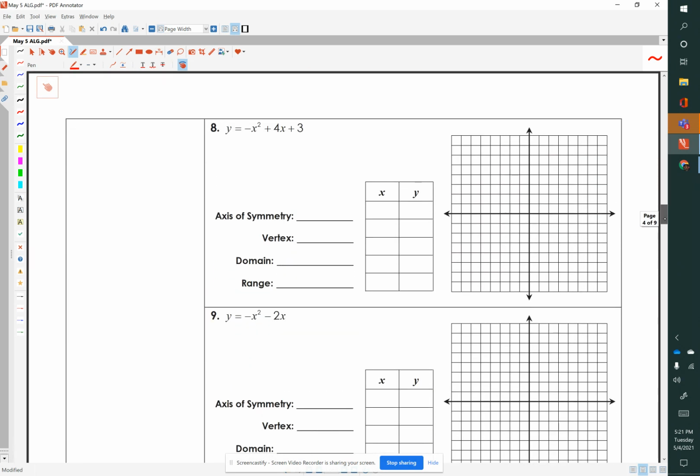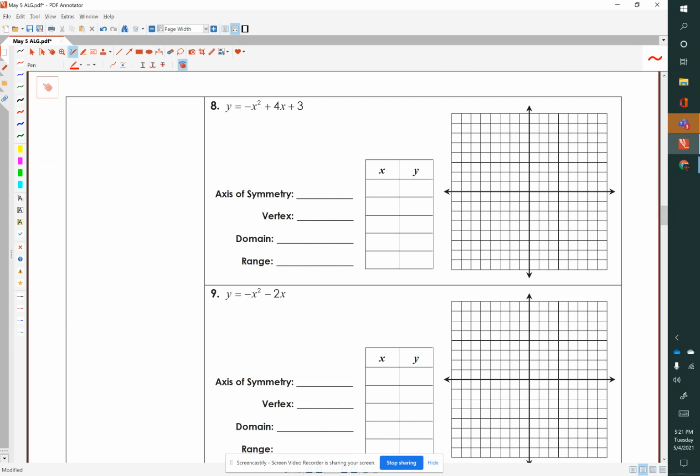So let's move on to number 8. We have -x squared plus 4x plus 3. And we see this negative a value, so our a value is -1. That means we will have a downward facing parabola. And our b value is positive 4. So let's find the axis of symmetry first.